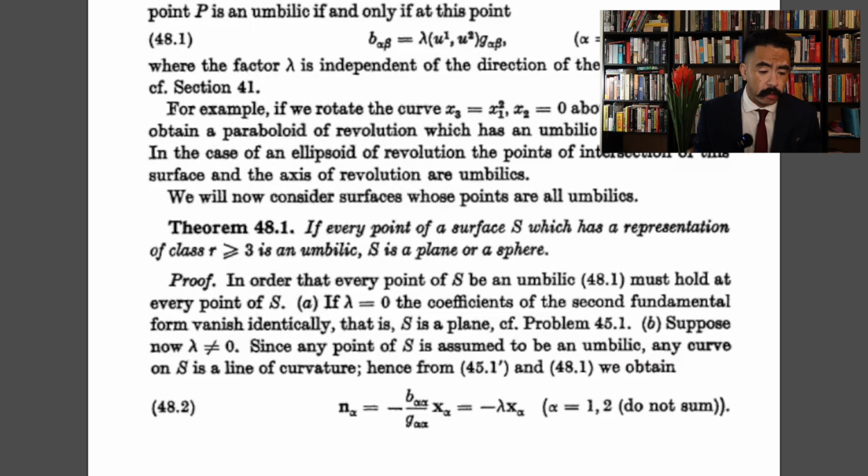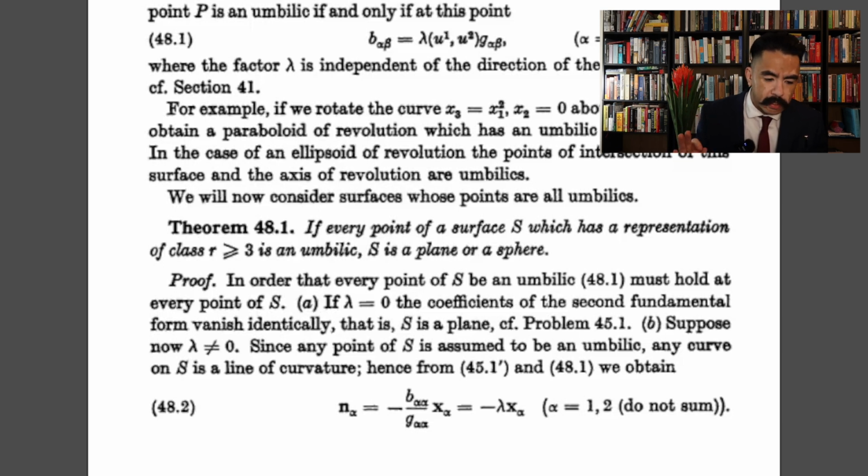The proof is as follows. In order that every point of S be an umbilic, the relation B_{αβ} = λ G_{αβ} previously given must hold at every point of S. First, consider case A, where if λ equals 0, the coefficients of the second fundamental form vanish identically. That is, S is a plane, for which refer back to the previous problem 45.1. Consider conversely the case B. Suppose now that λ does not equal 0.